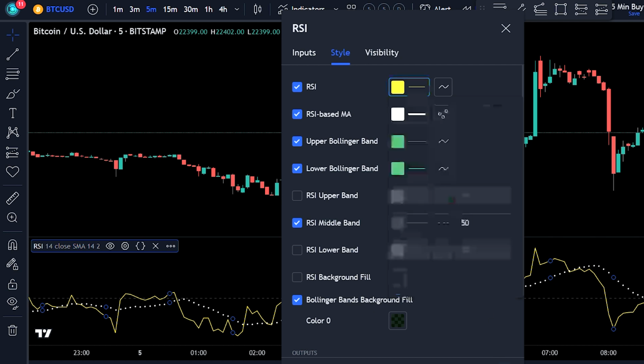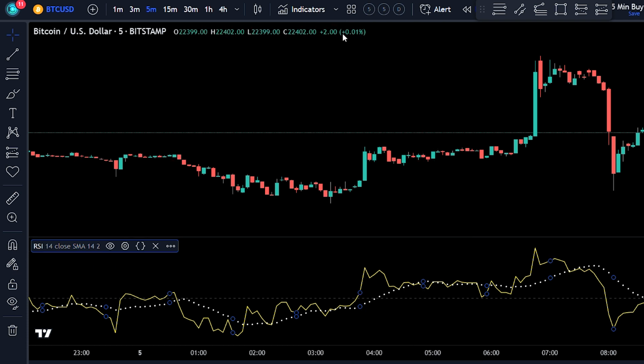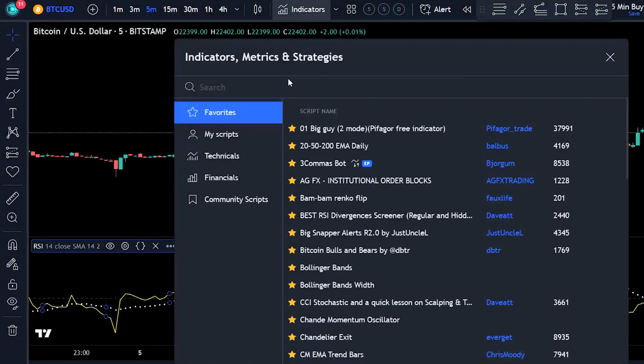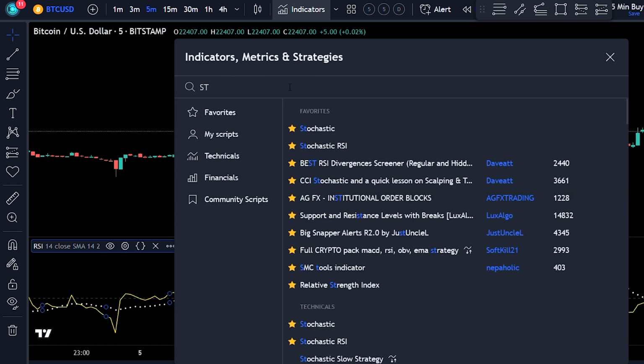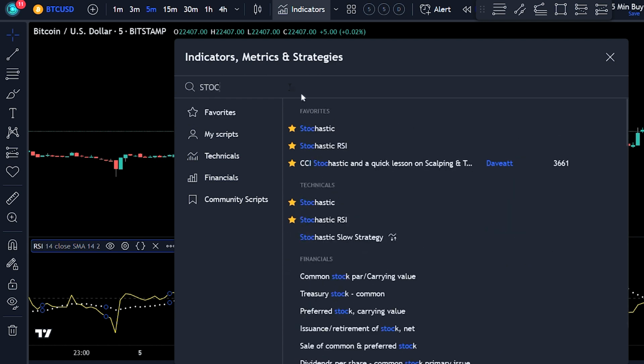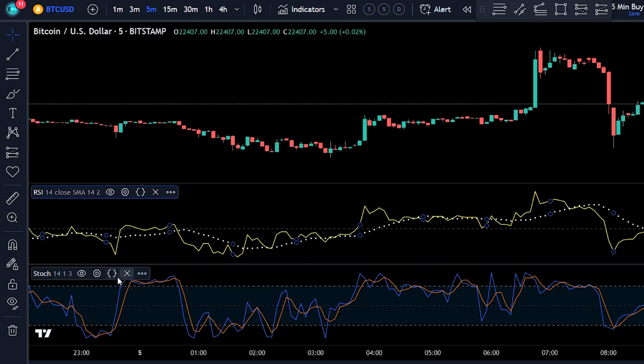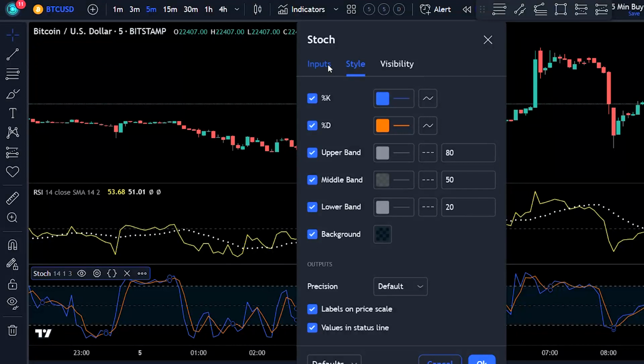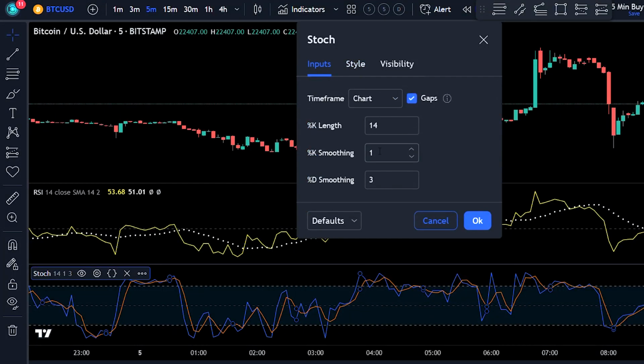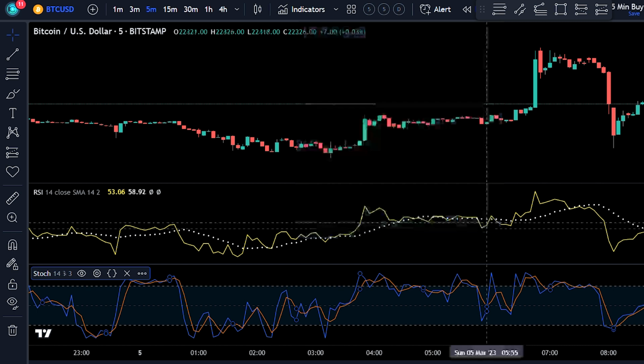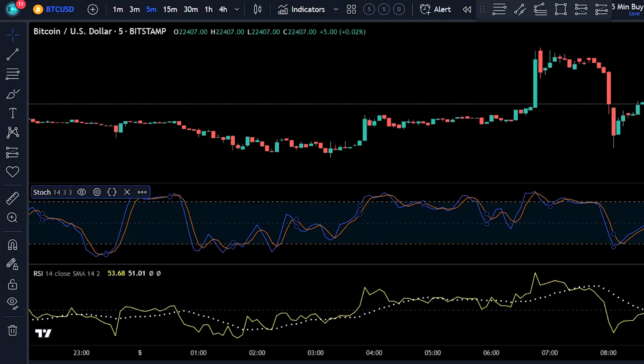Okay, the first indicator is ready. Now let's install the next one. So we're going to be searching for a regular stochastic. Let's pick this indicator right here. Let's also access its settings and change the K smoothing from 1 to 3. And we're going to move it to the top.